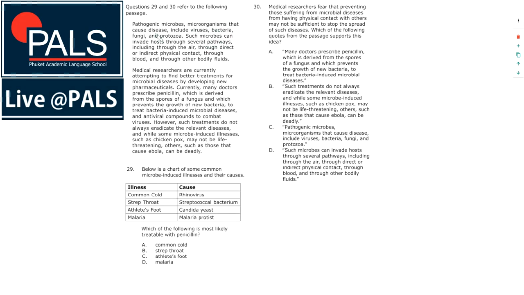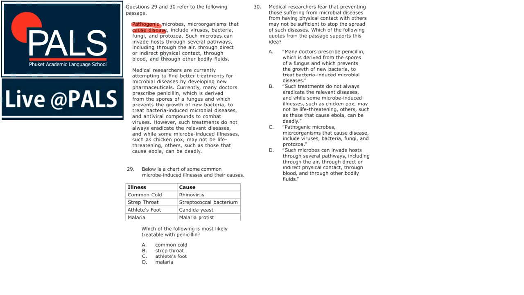29 and 30. Pathogenic microbes, microorganisms that cause a disease. So immediately our definition for that. What is a pathogenic microbe? A microorganism that causes disease. Include viruses, bacteria, fungi, and protozoa. So 4 different types of microorganisms.